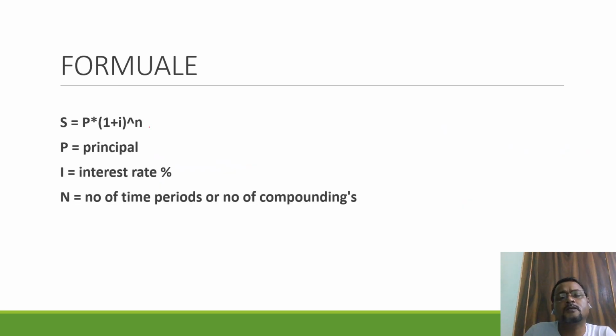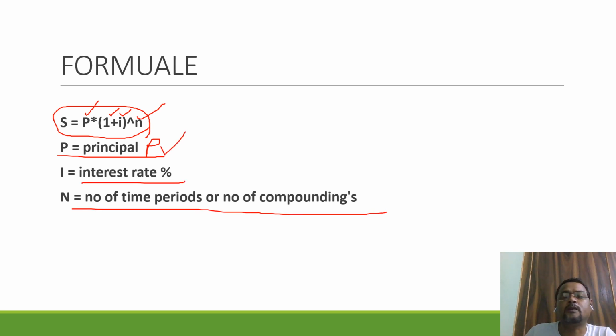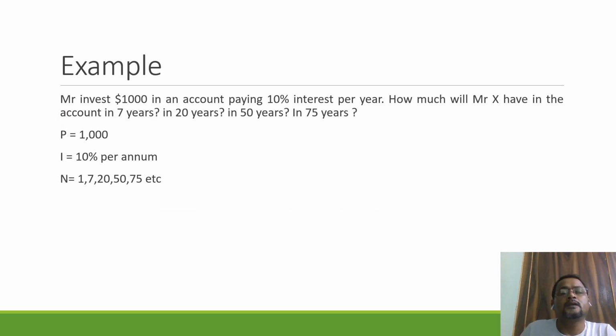The formula of compound interest, the sum of money, is present value multiplied by 1 plus rate of interest to the power n number of compoundings. P is principal or present value, I is interest rate percentage, n is number of compoundings. If $1,000 is invested at 10% per annum, compounded annually, how much will you have in 7 years, 20 years, 50 years and 75 years? So n is 1, 7, 20, 50, 75, etc.